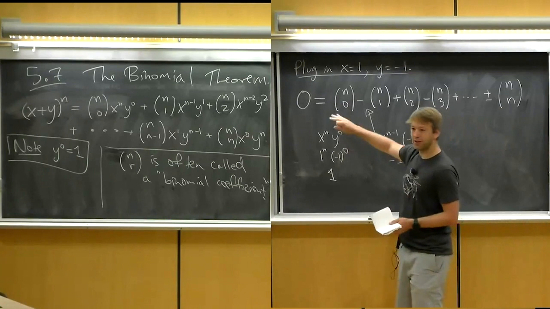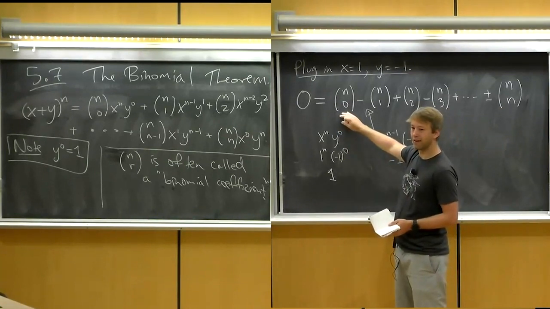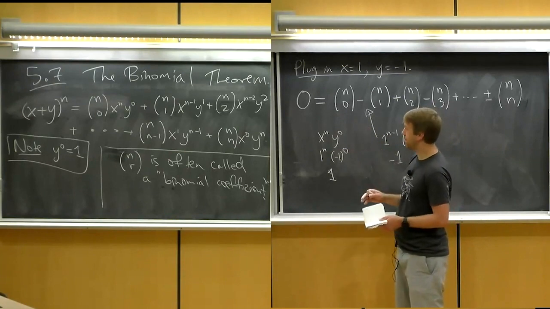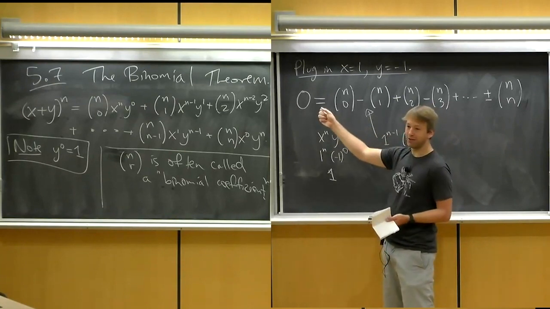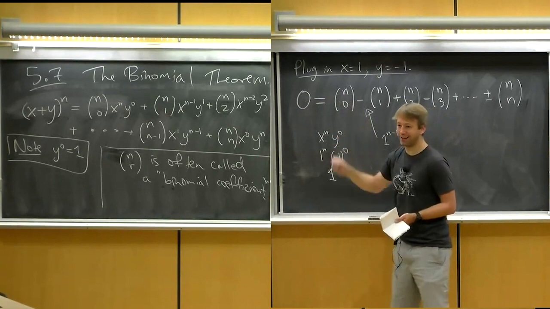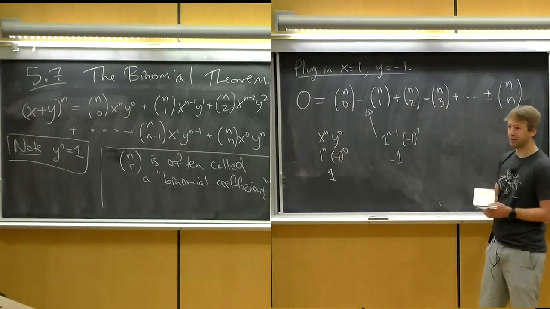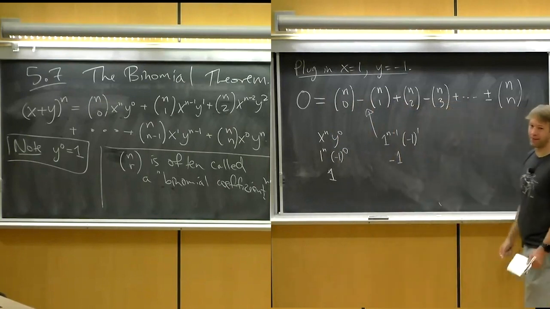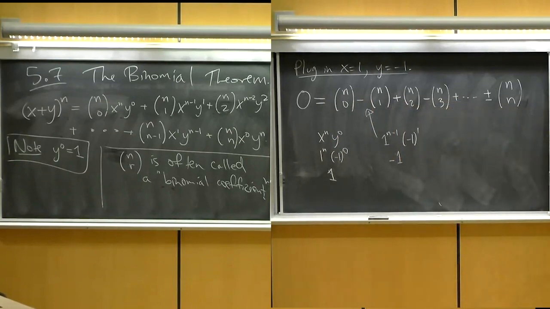If you plugged in, or for example, just multiply both sides by negative 1. The equation's still true, and then you'd have negative here, plus here, negative here, plus there. That's probably the easiest way to see it. Any other questions?